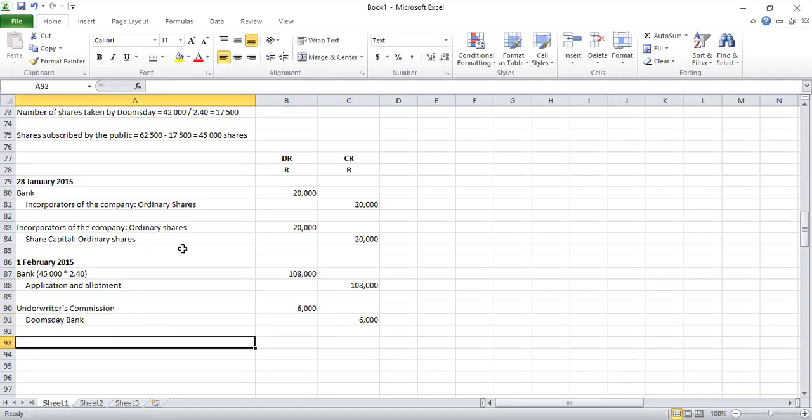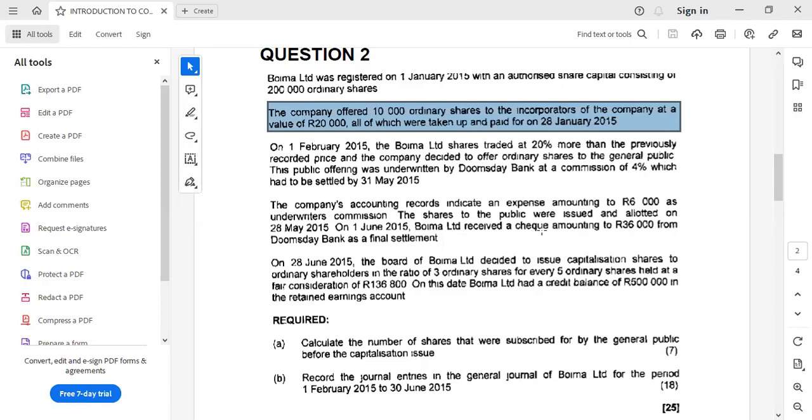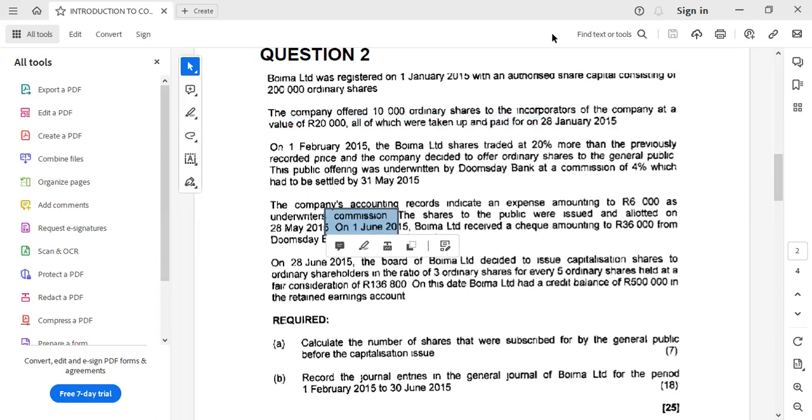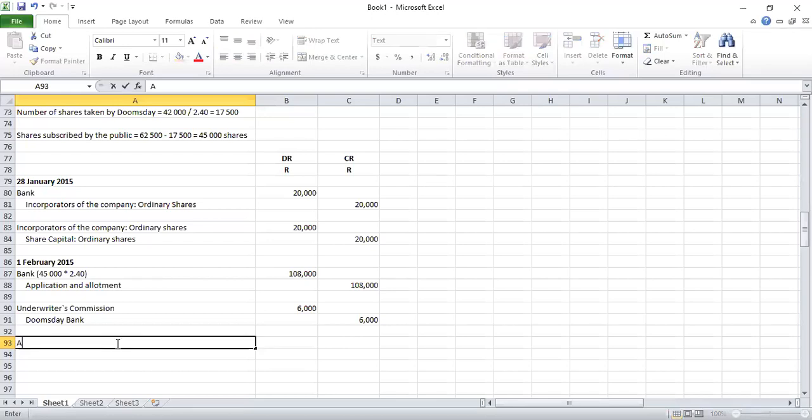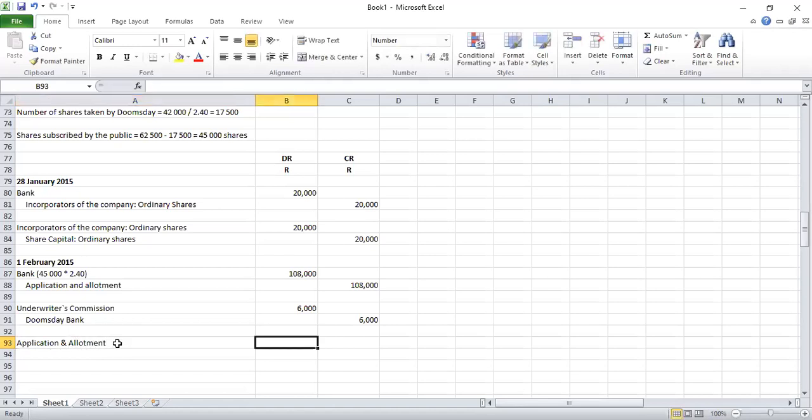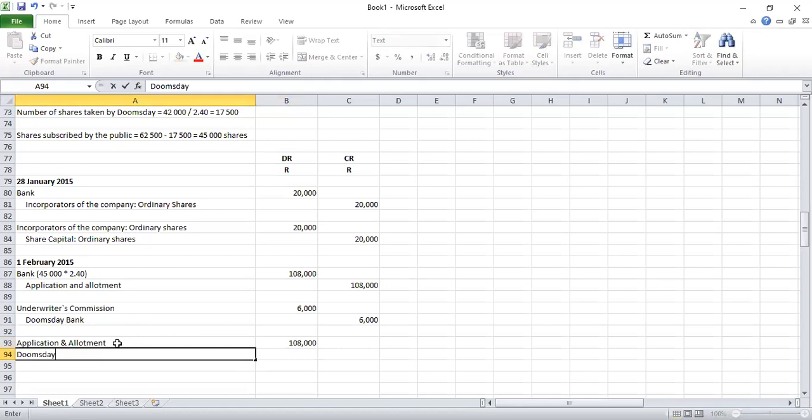Then the allotment of the shares. The shares were issued and allotted on 28 May. So we'll debit application and allotment with 108,000. Then we'll debit Doomsday for their shares that we are allotting to them, which was 42,000.